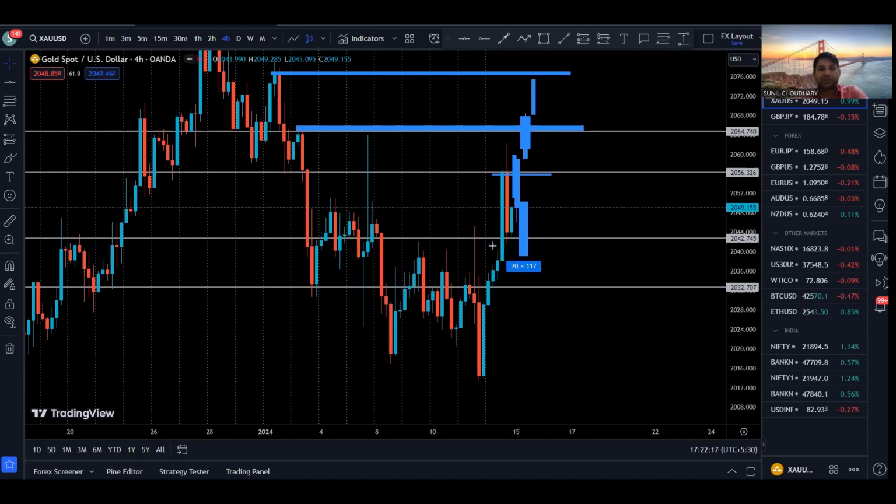Same thing to the downside. If we get a closure below, the price can come down to the next support, which is right here, and we have more support to the downside. That is something on the 4-hour time frame.